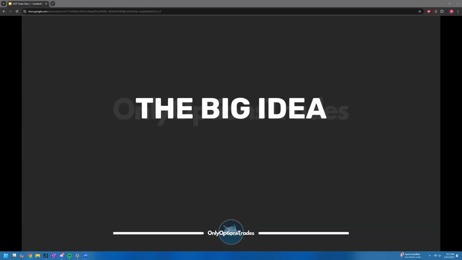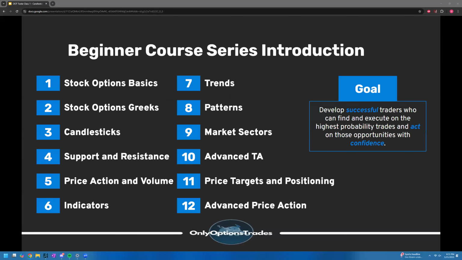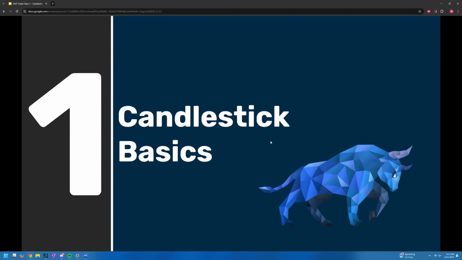But for the next 3 to 6 lectures, we're really going to be building those initial tools to put in your tool belt for technical analysis. So candlesticks, support, resistance, price action, volume, indicators, trends, and patterns are all things that should be used in conjunction with each other. Give or take, you don't need to use every single one, but fundamentally, they're all important together. So let's move on and start talking about the basics.